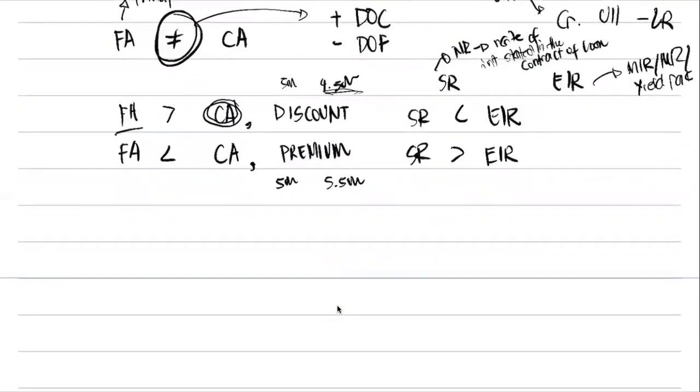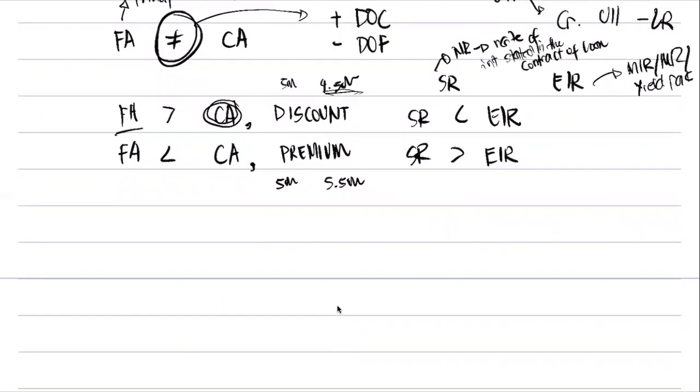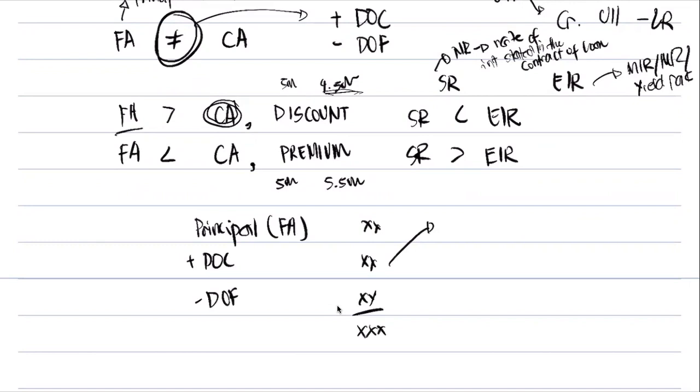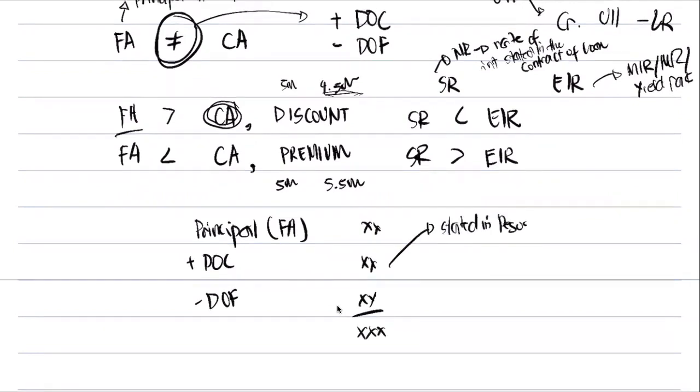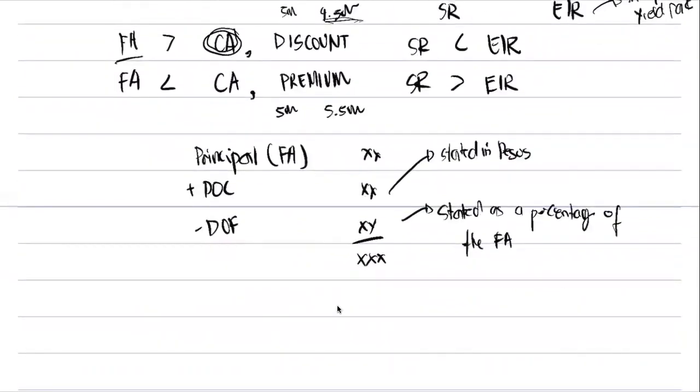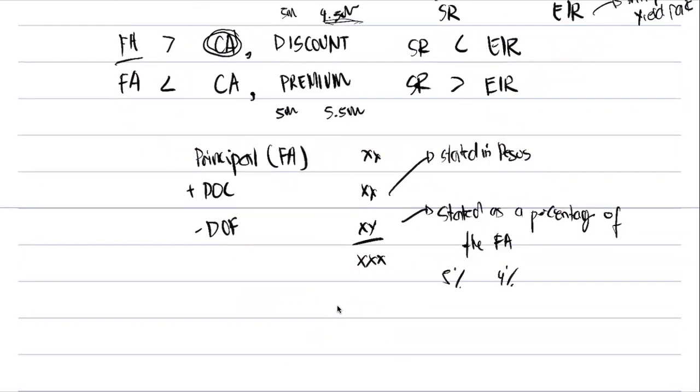Okay? So, again, how to initially measure your loan receivable? It is equal to your principal or the face amount, less direct origination cost, less direct origination fees. By the way, guys, this direct origination cost is normally stated in pesos, while a direct origination fee is stated as a percentage of the face amount. So, for example, 5%, 4%, or at some point, it is known as 5 point. When we say 5 point, it's still 5%. So, if ever you meet a problem, 5 point direct origination fee, it means 5% direct origination fee.